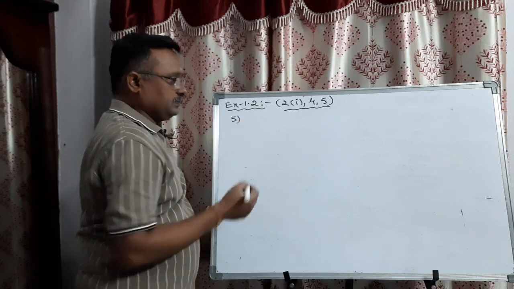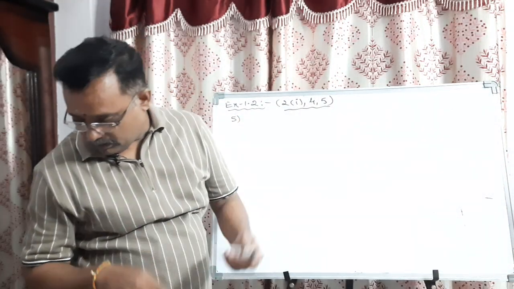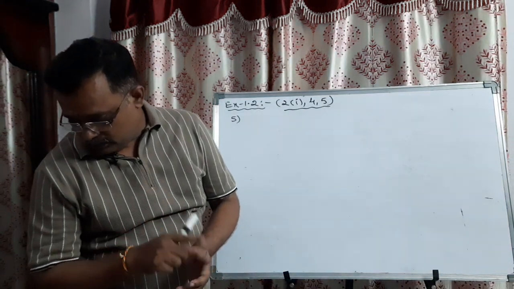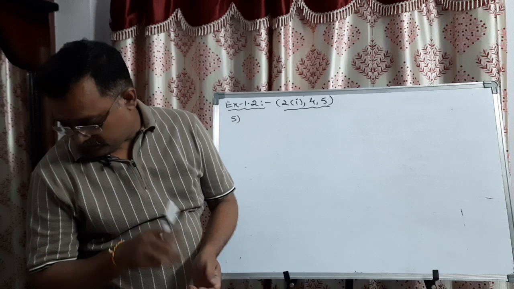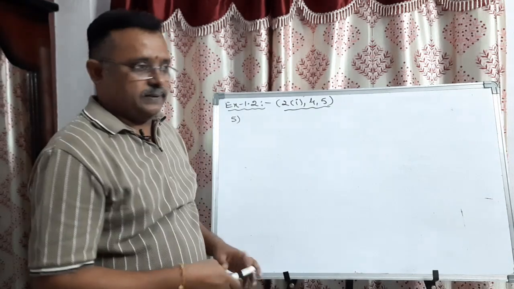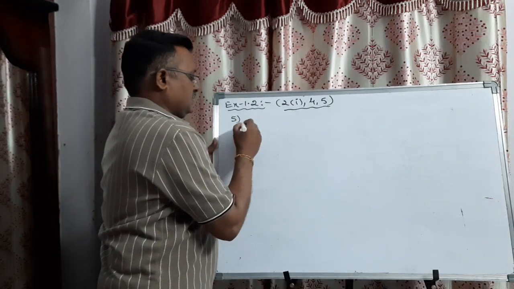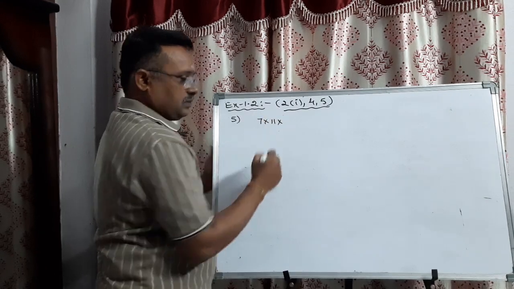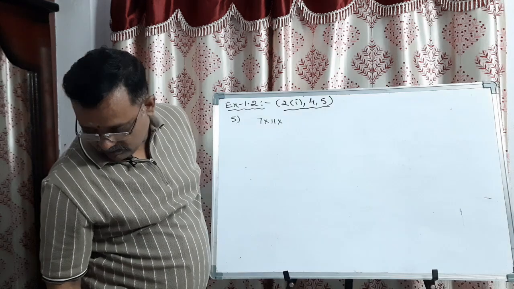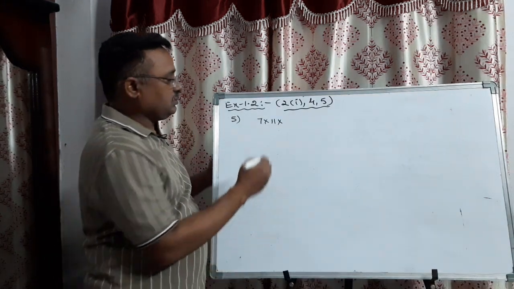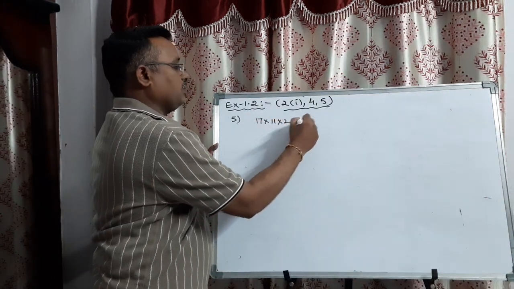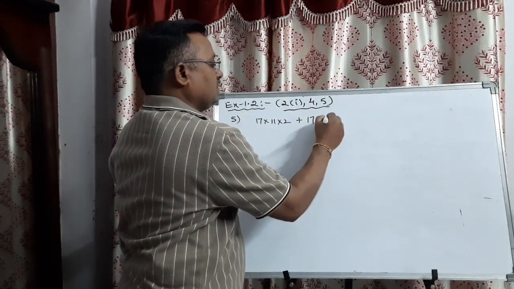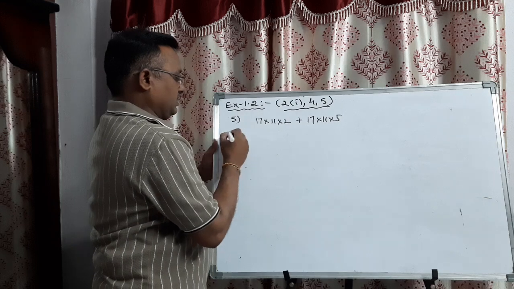The fifth question here it is. The problem is saying, how will you show that 17 into 11 into 2 plus 17 into 11 into 5 is a composite number? Explain. Okay, right. Solution: 17 into 11 into 2 plus 17 into 11 into 5. This is the given number.